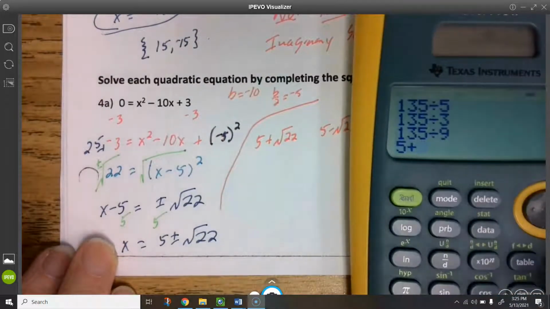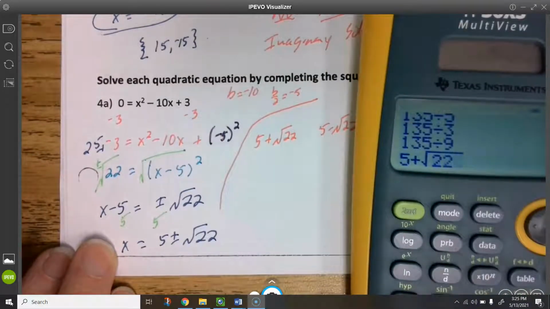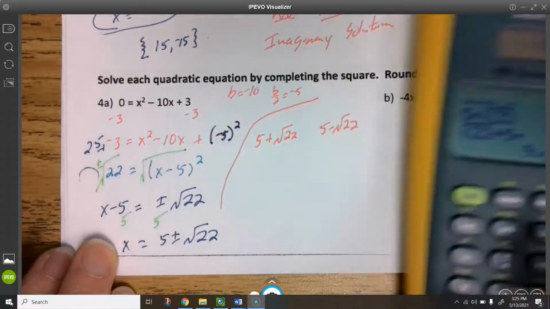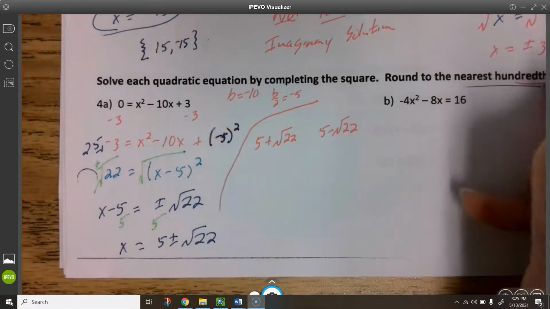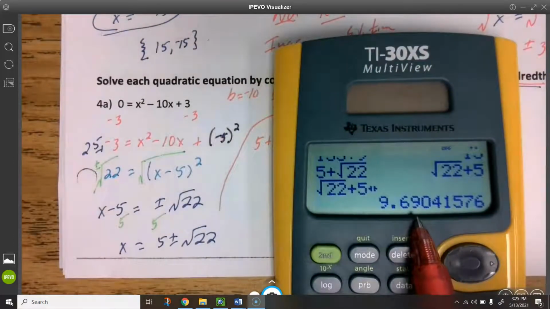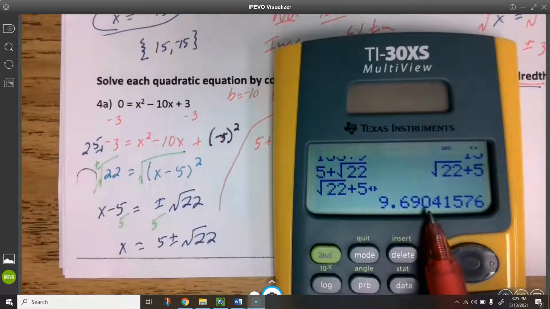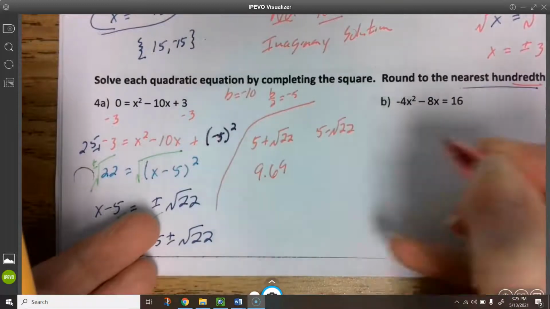5 plus the square root of 22, hit the toggle button, and we get to the nearest hundredth. That's 2 decimal places, so that's going to be the 9. Look one behind it. 4 or below, we let it go. So this is 9.69.